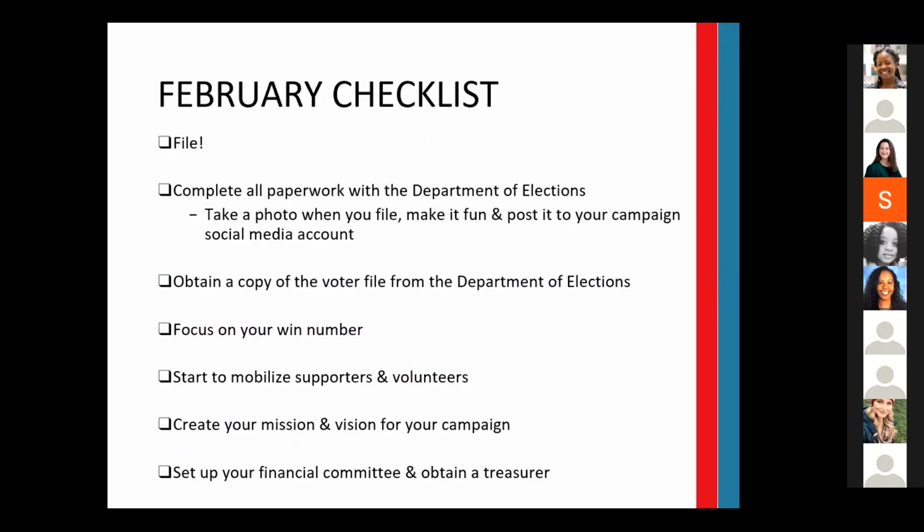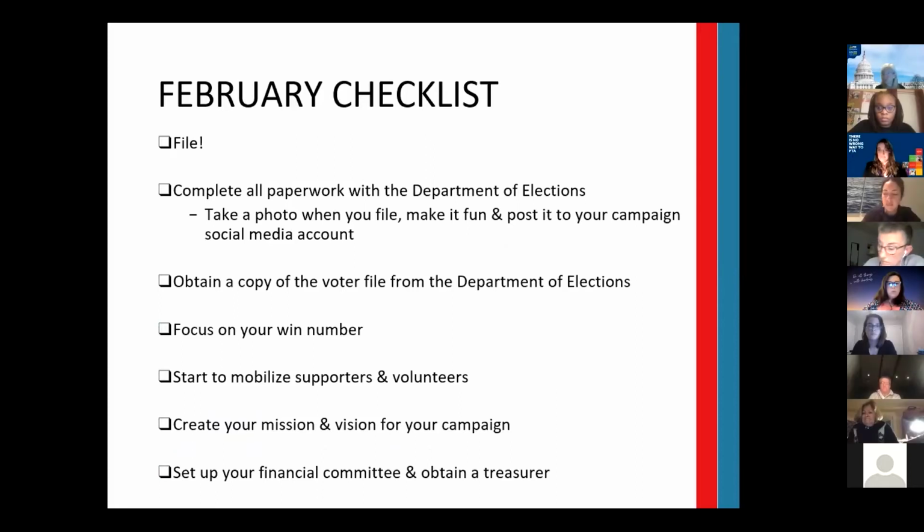Thanks, Sarah. So this is our February checklist. So this is just the things, if you decide to run, that in February you should be checking off the boxes. Obviously, file. The filing deadline is March 5th of 2021, Friday at 4:30 p.m. Literally, if you walk in there at 4:34, they won't take your paperwork. So you have to pay attention to that.